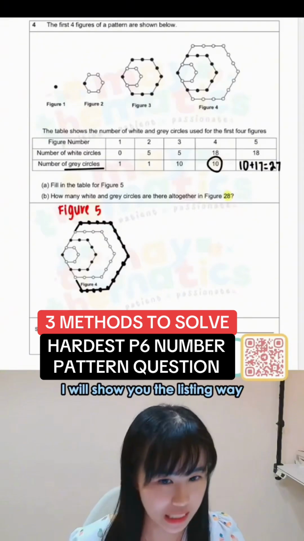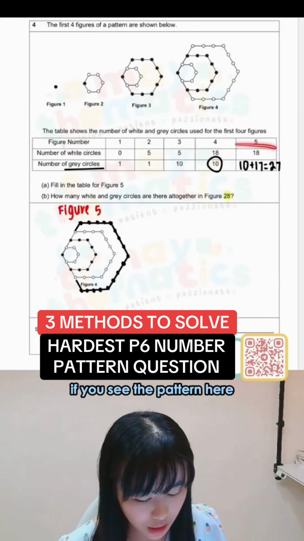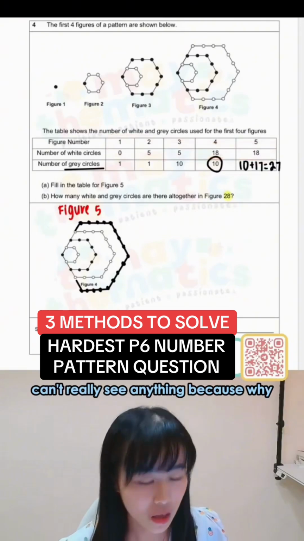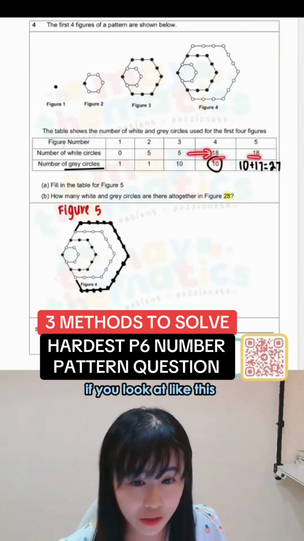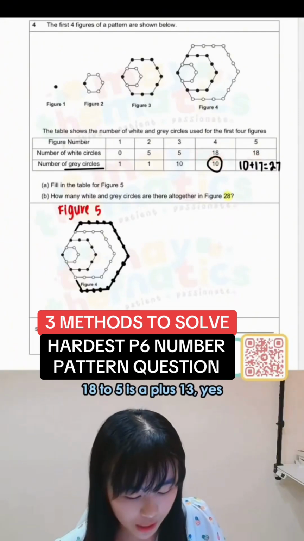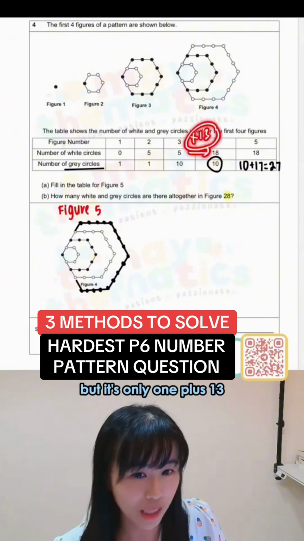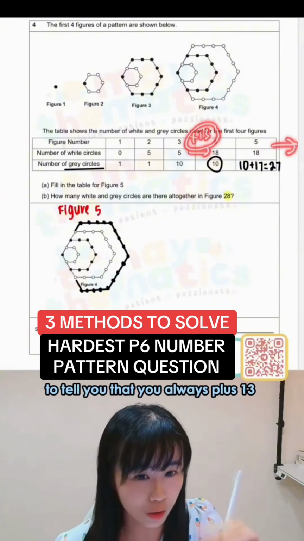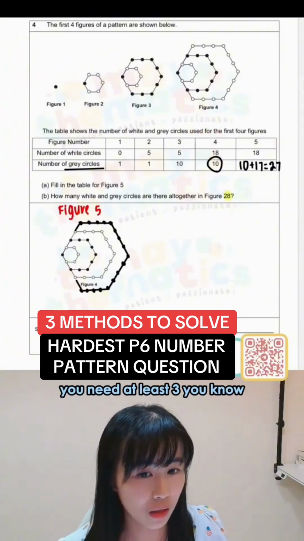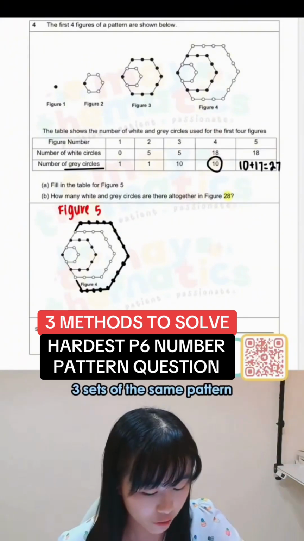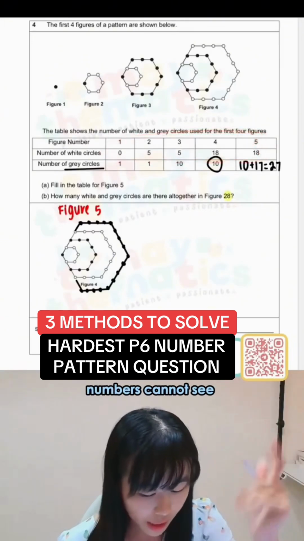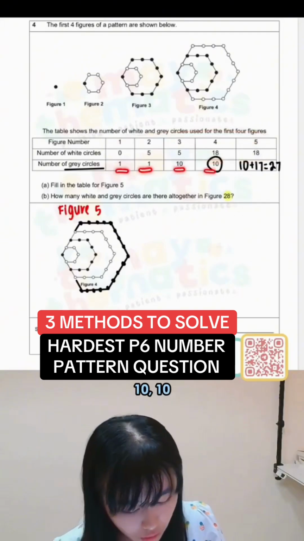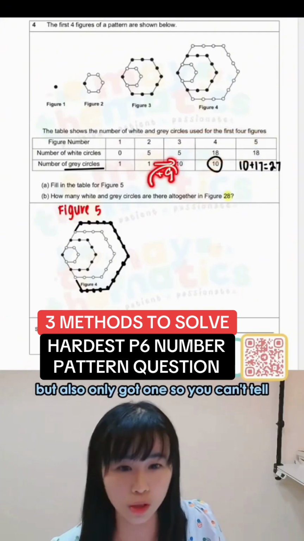I will show you the listing way. But listing way, right, if you see the pattern here, can't really see anything. Because why? 5, 5 is the same. 18, 18 is the same. If you look at like this, right, 18 to 5, right, it's a plus 13, yes. But it's only 1 plus 13. You don't have enough clues to tell you that you will always plus 13. You need at least 3 sets of the same pattern, then you know it's plus 13. So this one, no numbers cannot see. This one, 1, 1, 10, 10. Yeah, this one plus 9, but also only got 1, so you can't tell.